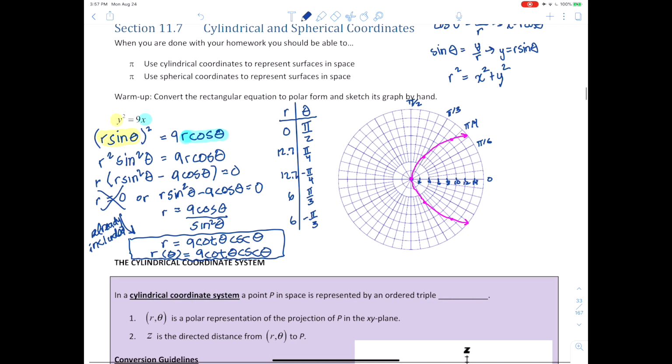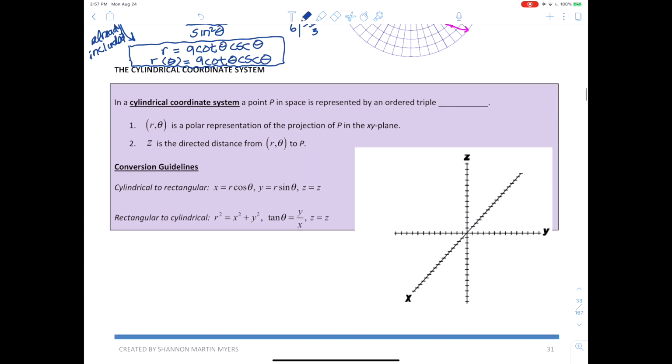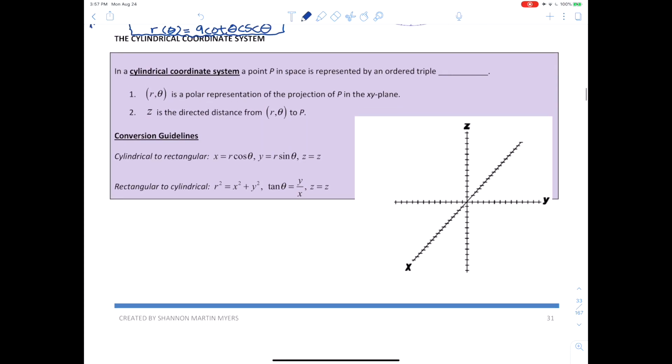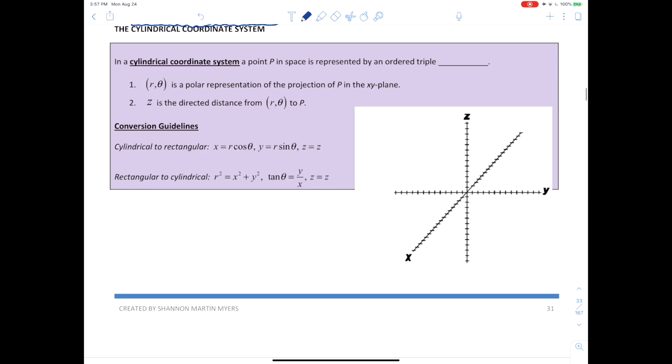coordinates. So now let's take a look at the new stuff. So the cylindrical coordinate system. In the cylindrical coordinate system, a point P in space is represented by an ordered triple. And that ordered triple is r, theta, z. R theta is a polar representation of the projection of P in the xy plane, and z is the directed distance from r theta to P.